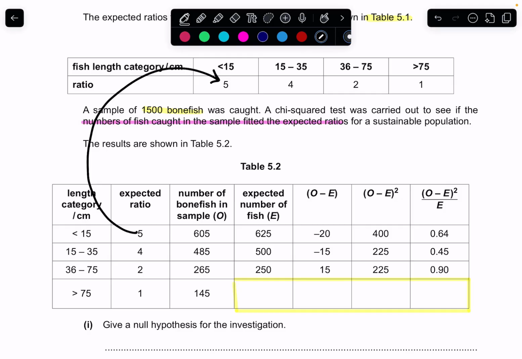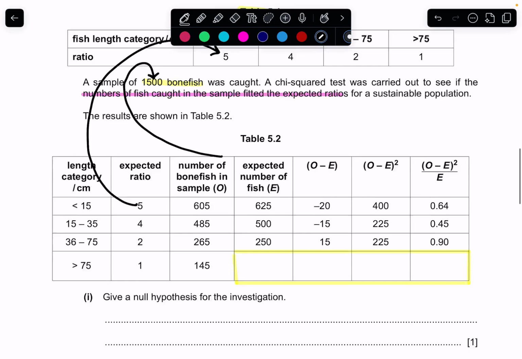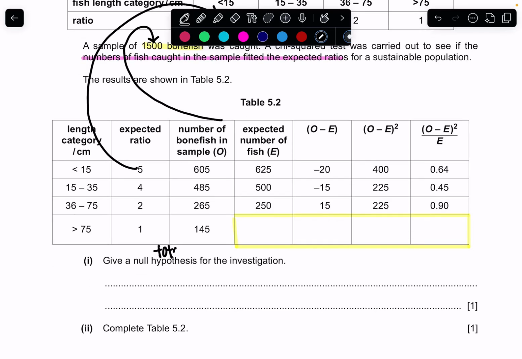Capital E, you have to look very closely, and you should notice that we need a total. How do we figure out how many fish there were? Well, remember in the beginning, I highlighted your 1,500. So your total for both observed and expected should be 1,500. So if we add up 625 plus 500 plus 250, you're going to see you have 125 remaining out of that 1,500.